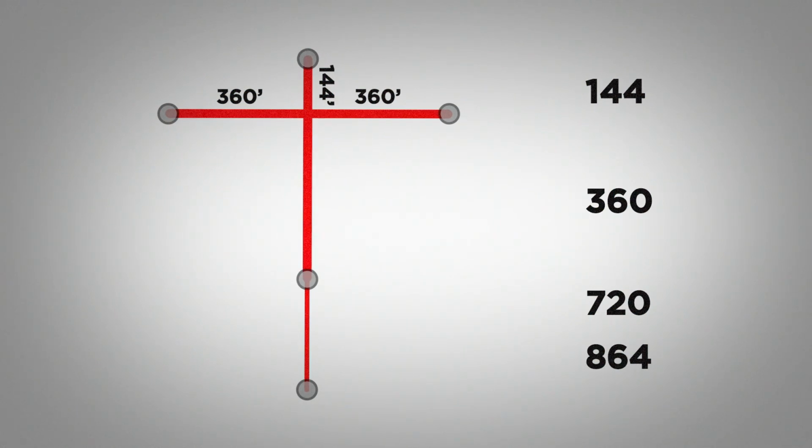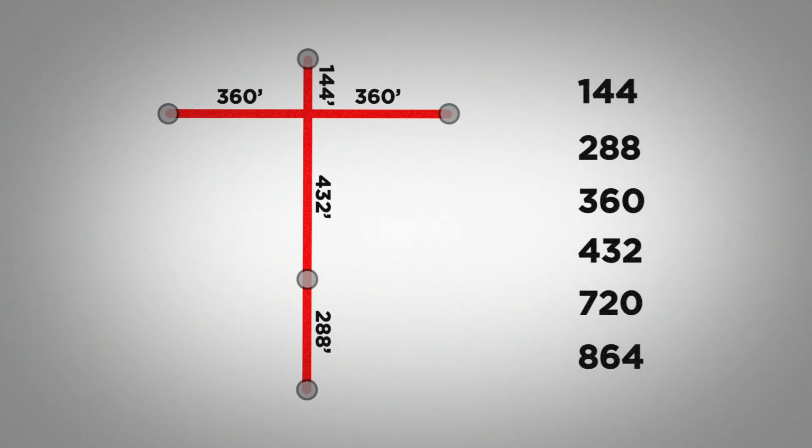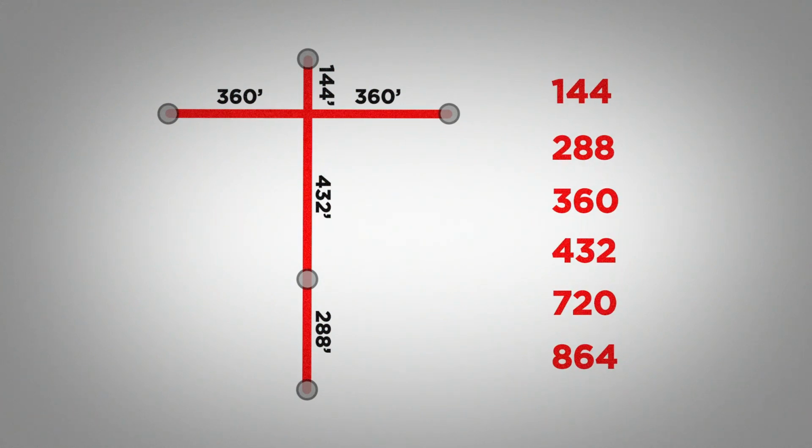And then from the center, we got 432 feet. And at the bottom, we have 288 feet. All of our sacred numbers now appear in Nolan's cross. Wow. It's quite amazing. So let's take a look at some of the hidden geometry in Nolan's cross.